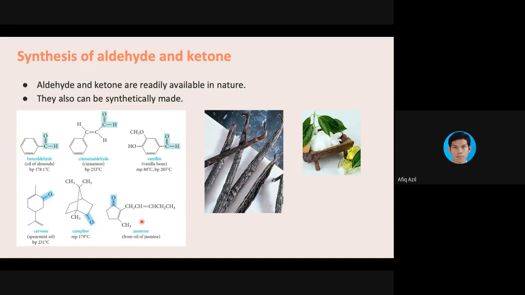But if you want to synthesize them, or make them synthetically, like for example vanillin, most of them nowadays are synthetically made, because the vanilla pod or vanilla bean is quite expensive. So most people, if you want to make cakes, will mainly buy the vanillin flavoring or vanilla flavoring.